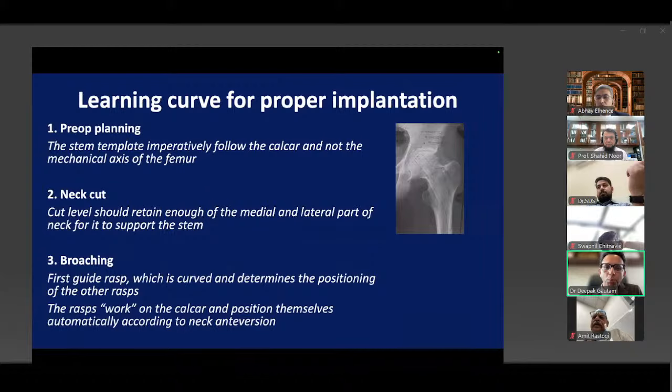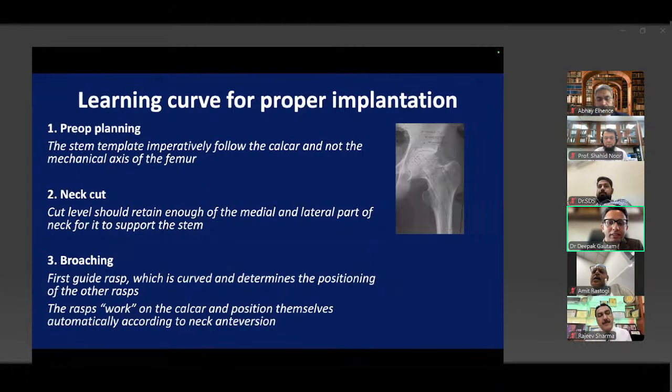One, proper planning. You see whether the neck is varus or valgus. Short stems are usually suitable for valgus necks. You need to template it properly, and you see the entry. It's not like the conventional stem. It follows the calcar and not the mechanical axis of the femur. For the neck cut, preserve 5 millimeters to 1 centimeter of the lateral cortex. You can always recut, but you need at least 5 millimeters of the lateral cortex for a metha type of stem.